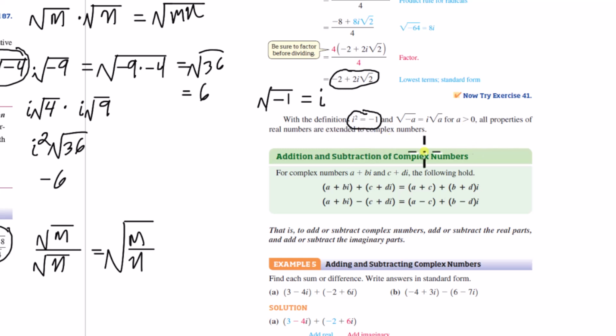Okay, so what we're going to do in the next video is look at how properties of real numbers like addition, subtraction, multiplication, division, and roots extend to complex numbers, with the goal that we can fully operate with complex numbers mixed in with real numbers with no issue.